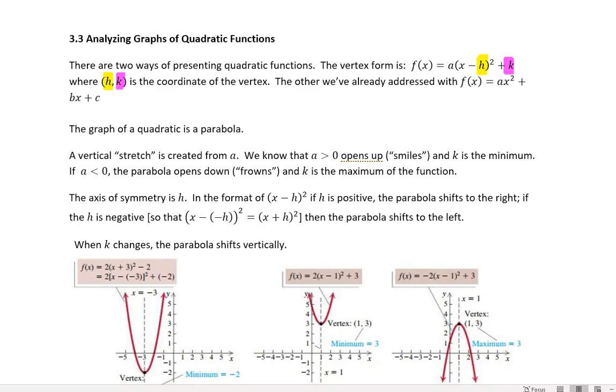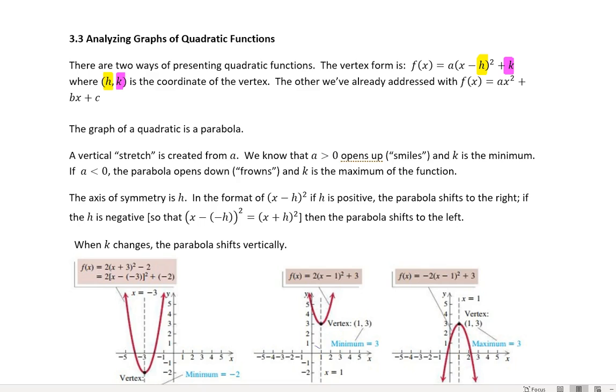All right. Reminder too that if we have a greater than 0, it opens up. Sometimes you think of it in terms of being a smile, and that means we're going to have a minimum, right? If it's smiling, there is a point that's the lowest that it goes, and that's the minimum. If you have a less than 0, you've got negative values. The parabola opens down or frowns, and then the k is the maximum of the function, all right?